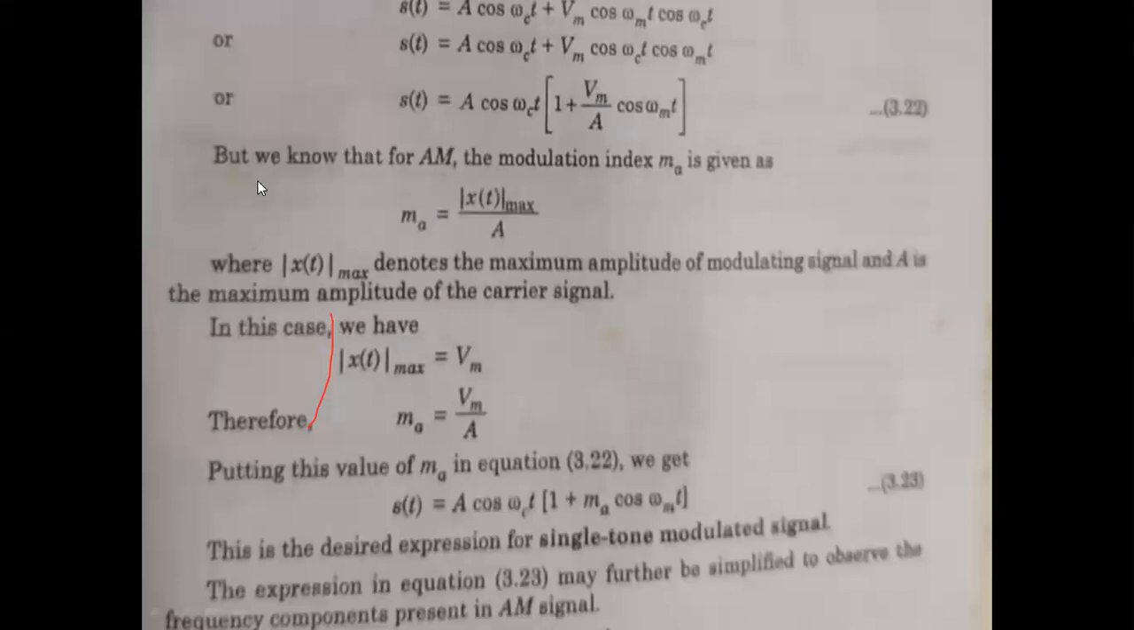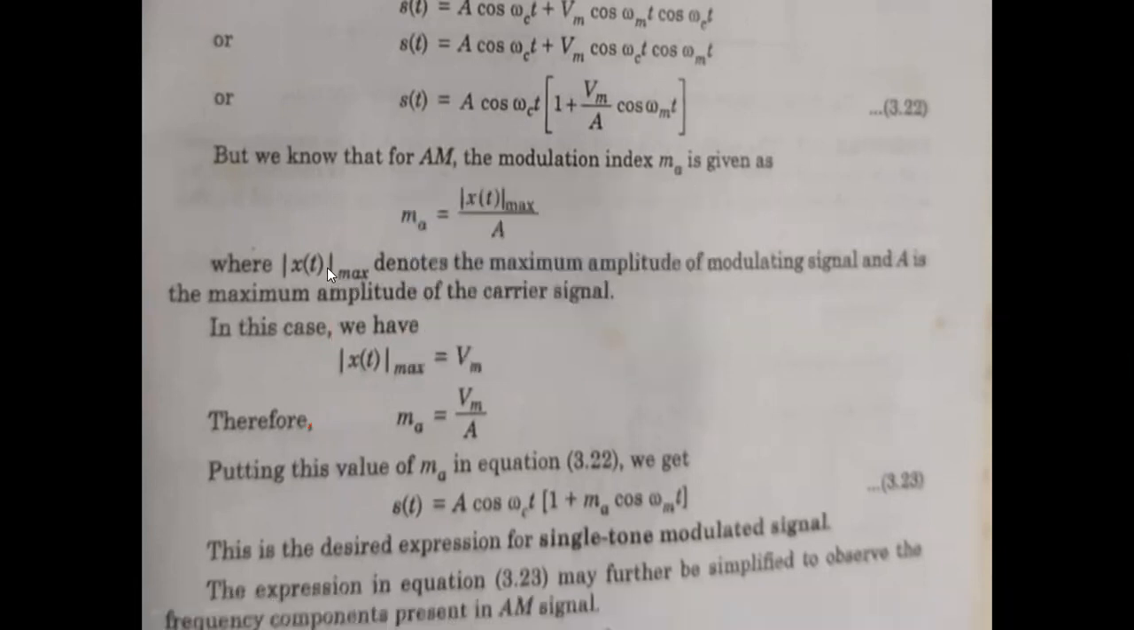After this expression, you know that the modulation index is M. So it is given as M equal to the magnitude of X of t by A. That is, the magnitude of X of t means Vm, the modulated signal amplitude, and A is the carrier signal amplitude. Modulated signal amplitude by carrier signal amplitude is nothing but the modulation index, known as M.